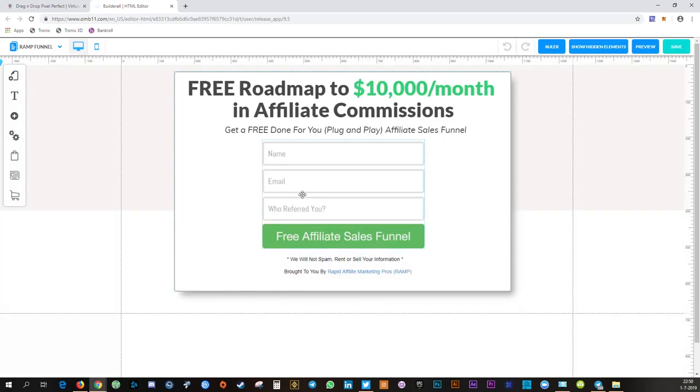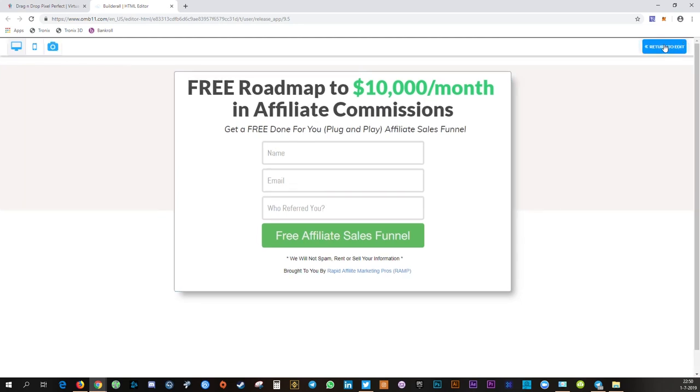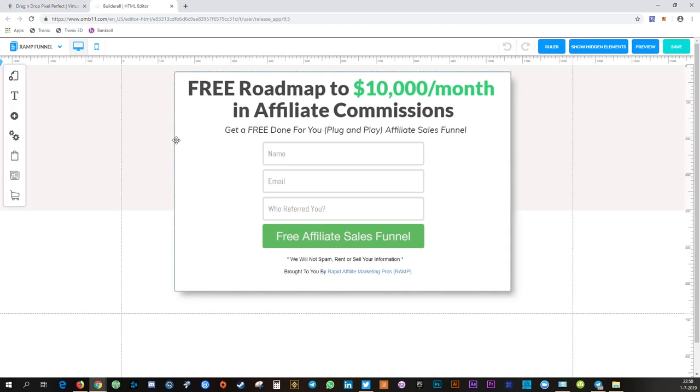It takes a while, it's loading. There it is. So this is my sales funnel. If you visit the website www.rampfunnels.com, you will see this. And if I click preview, this is what you will see if you go to the website. And what I've done is, like you see here, I have a Coinlotto sales funnel.